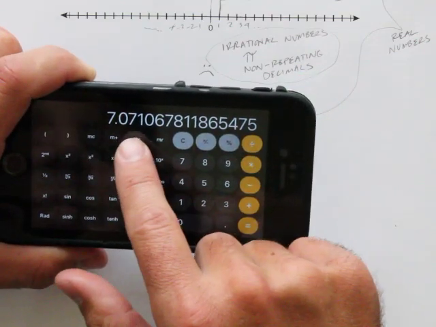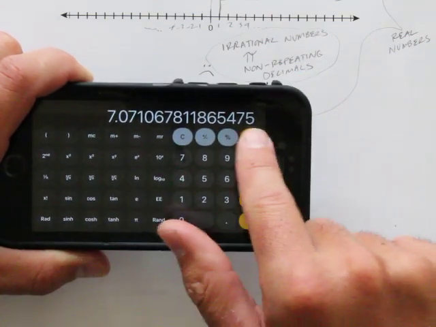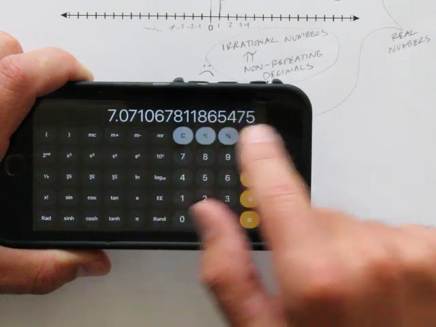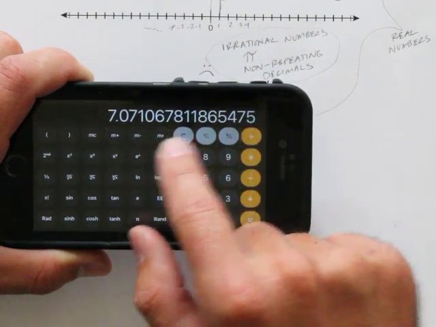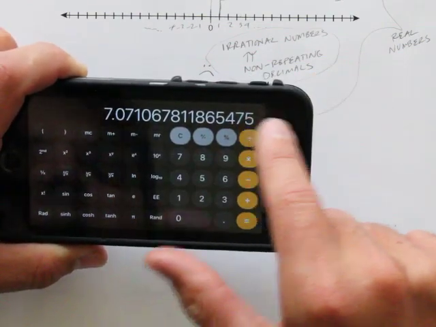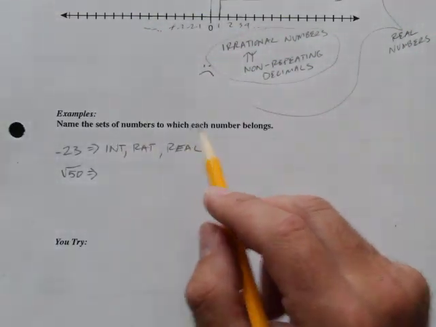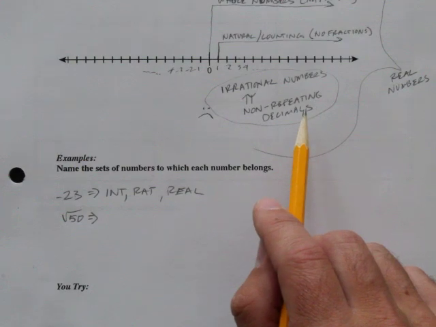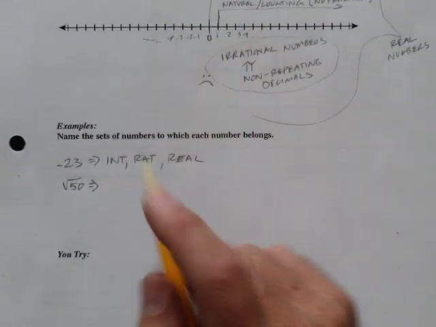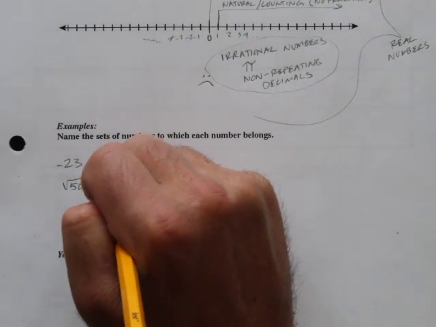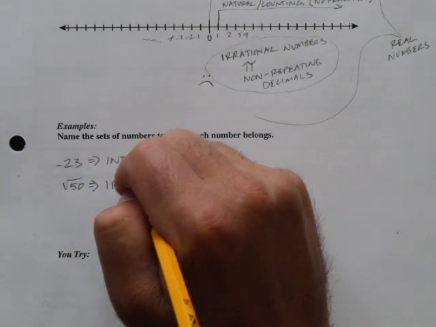Now, this is a huge number. It doesn't stop at 5, it keeps going. And I'm not sure, the phone doesn't really tell you that it keeps going, but it does. It goes on forever. So if I have a non-repeating decimal, then I have an irrational number. So this is irrational, but it's also real.